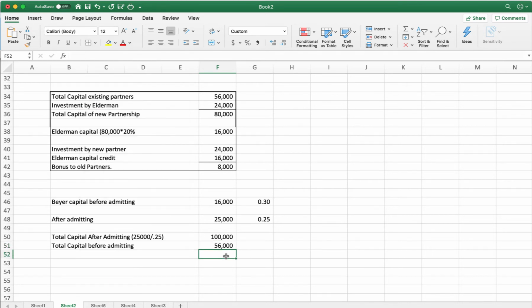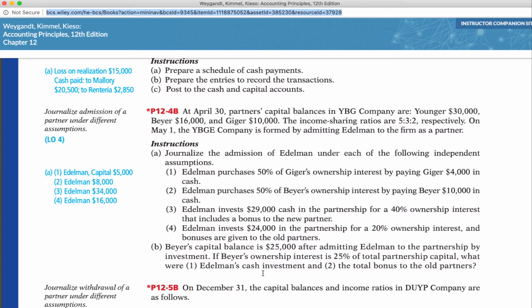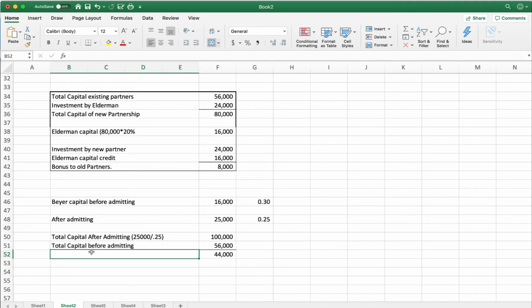So if we take these and subtract the two, we get $44,000. This is our answer to number one, Elderman's cash contribution, or Elderman's investment. Okay, so that's part one.